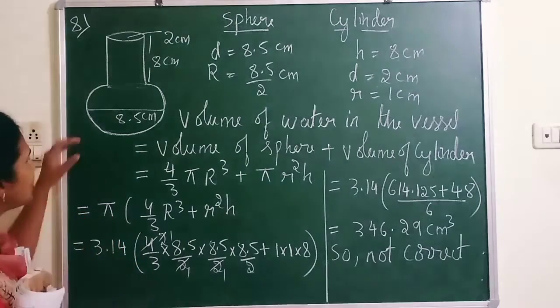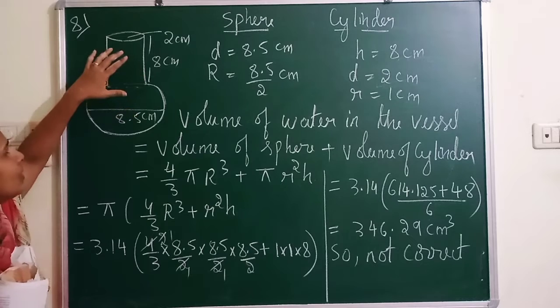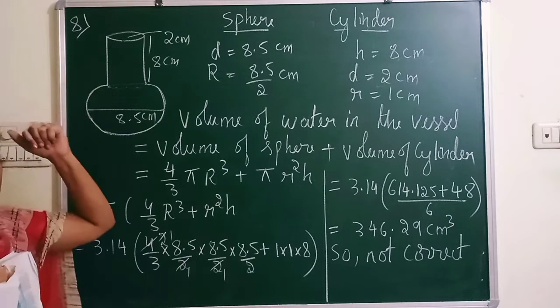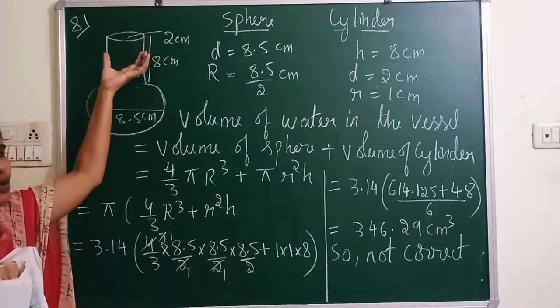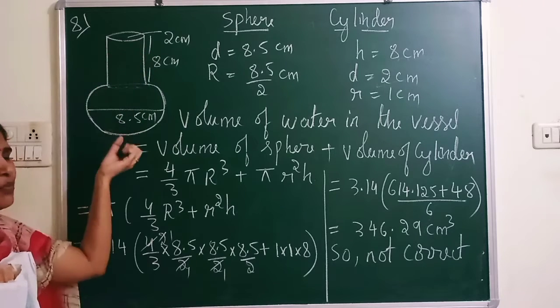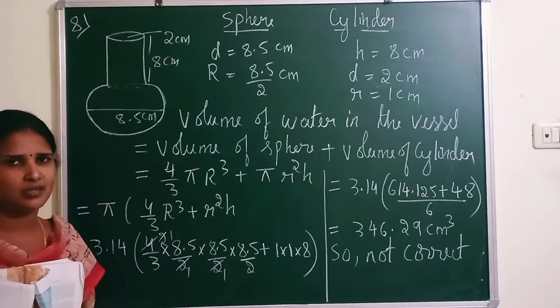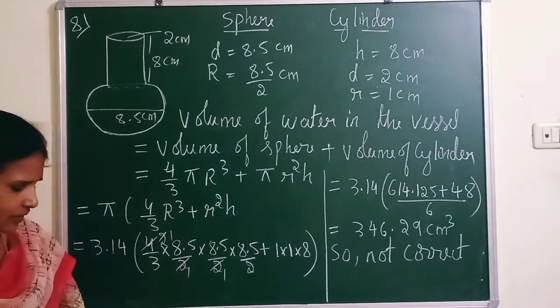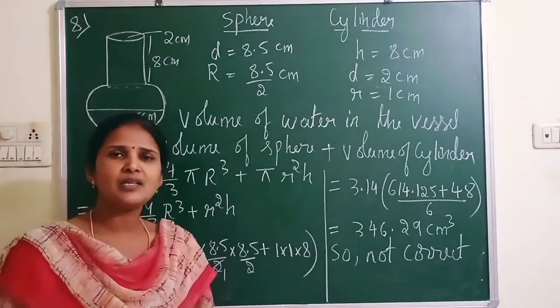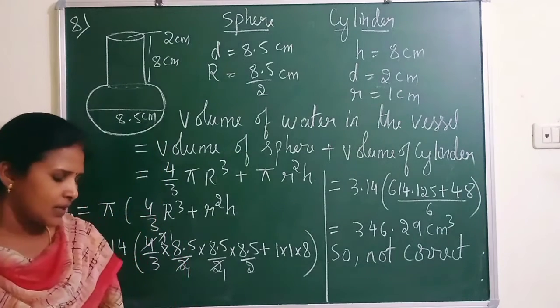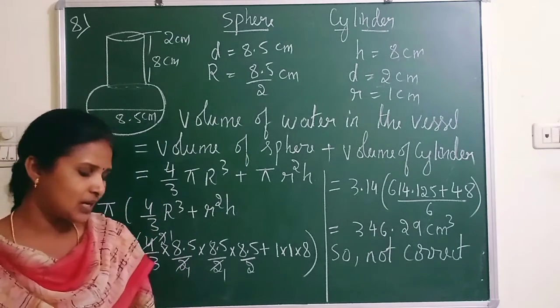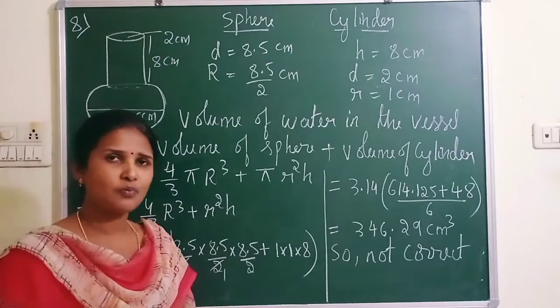That means a child measures the water in this flask. That is what I should do. According to that I should add the volume of the sphere plus the volume of the cylinder. If I do that, I will get the volume of water inside the vessel. And the answer is already given. What is the answer? 345 centimeter cube. Check whether she is correct or not, taking the above as inside measurements and pi as 3.14.